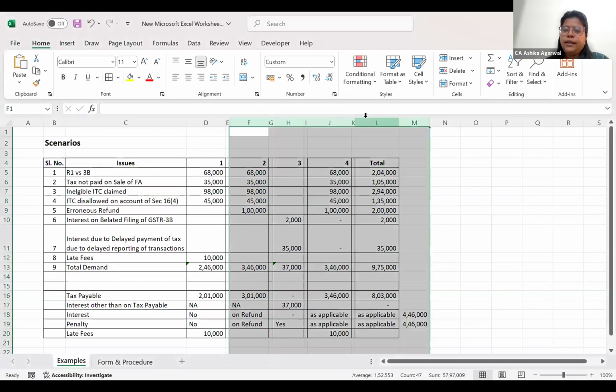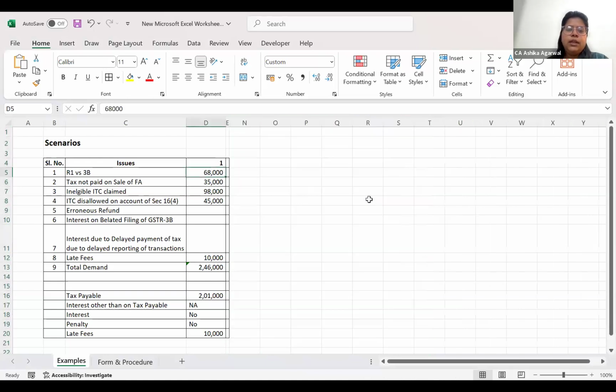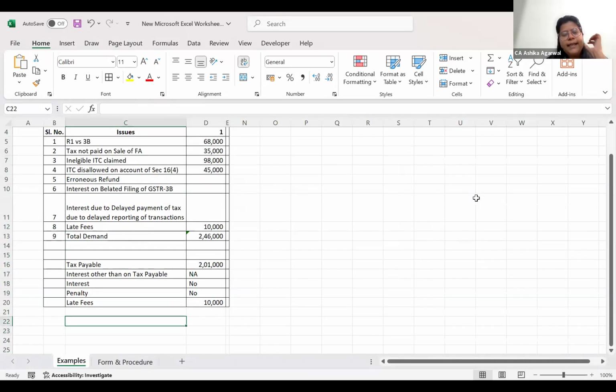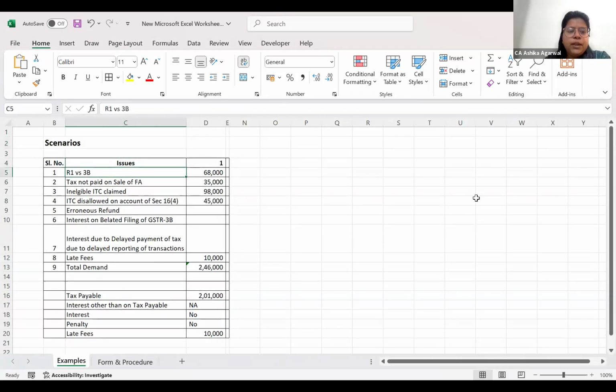So over here, I have prepared multiple scenarios. Let us take scenario 1, which I have kept simple. In the sense, we'll go one by one with what the exceptions are, where the benefit will not be available and where the benefit will be available, and how the tax payable under the scheme will be determined. So taking the first scenario, suppose there are a total of 6 issues that have been provided.